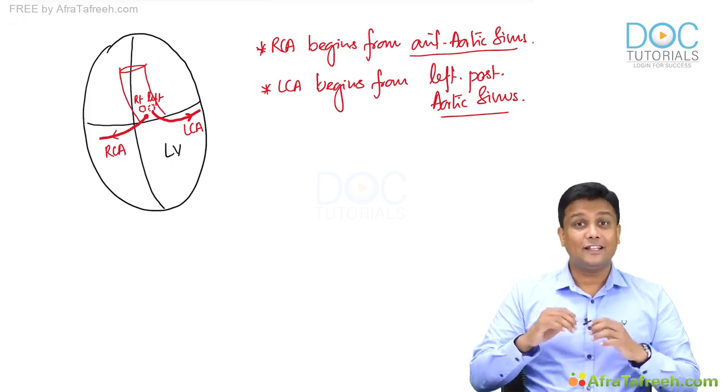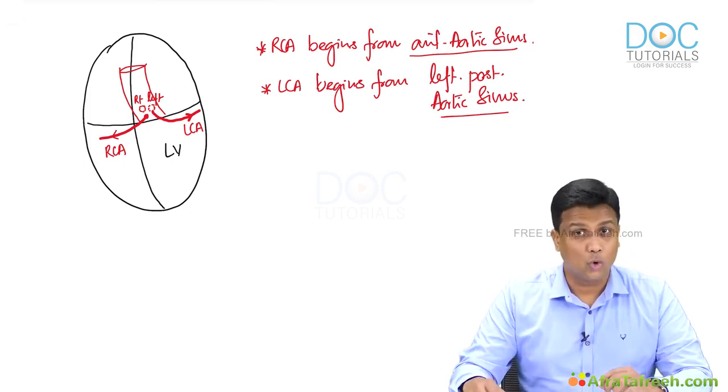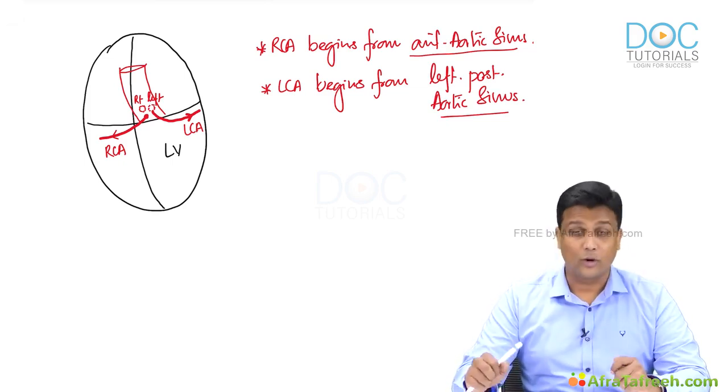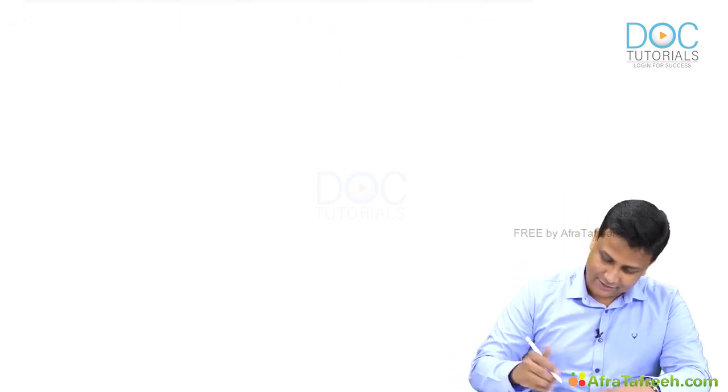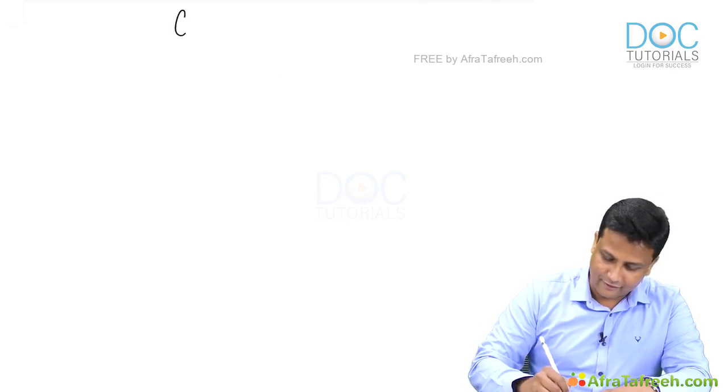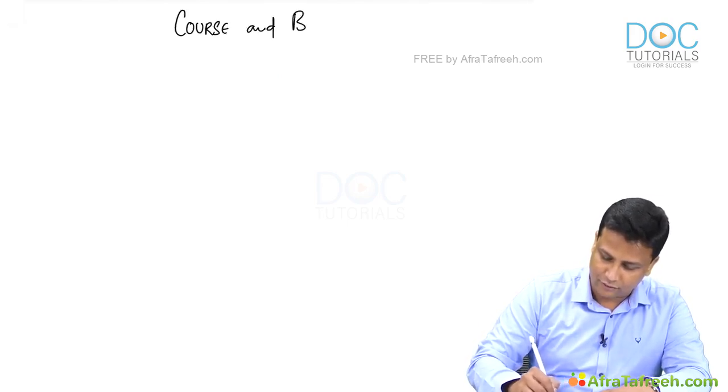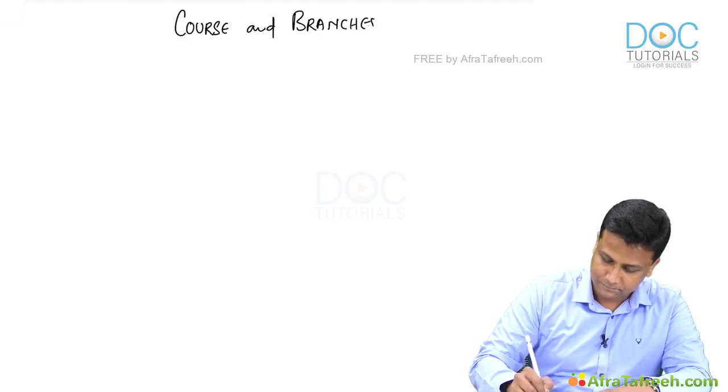Now, after learning the origin, let us learn the course, how they are traveling, and finally, what are the branches given by both the coronary arteries, guys. Okay. So, please write down the heading there. We are now going to learn about the course and branches of both the coronary arteries.